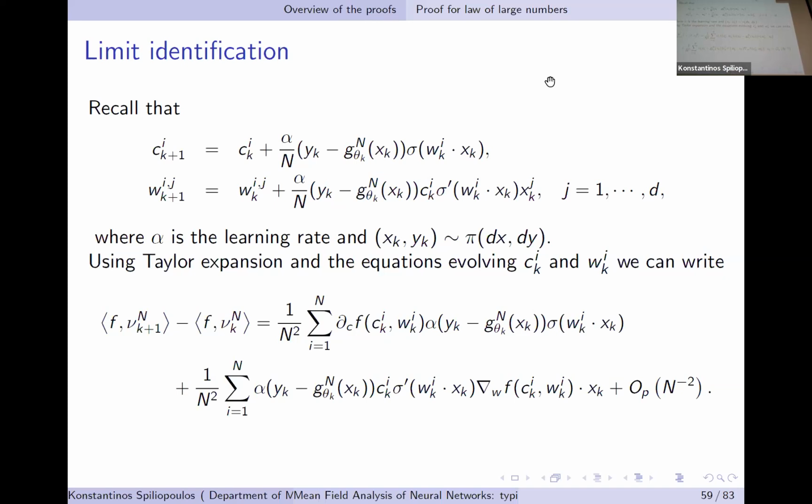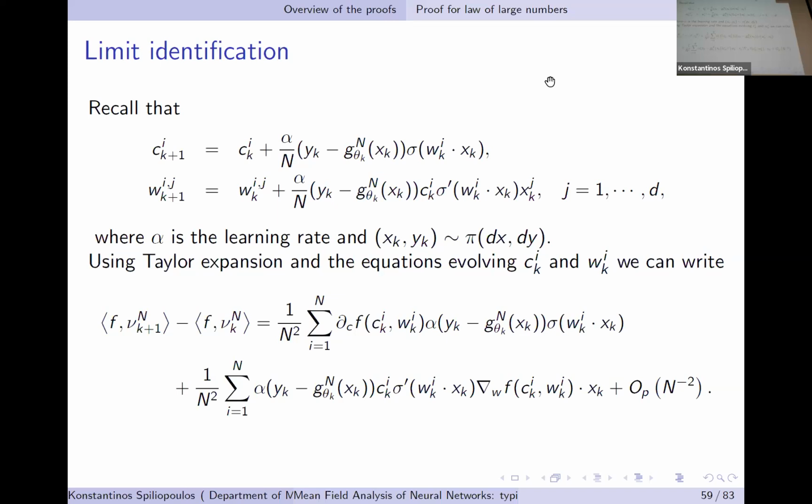Let's say that I have only one parameter, c_k. f of c_{k+1}^i minus f of c_k^i, i goes from 1 through N. Now, if f is sufficiently smooth, let's say that everything is nice, I can do a Taylor expansion here. So this would be the derivative of f with respect to c at some point, let's say c_k^i, times c_{k+1}^i minus c_k^i, plus the error. All right, so this is the Taylor expansion.